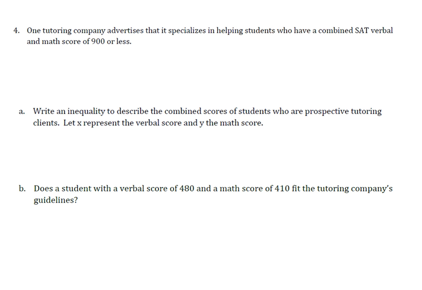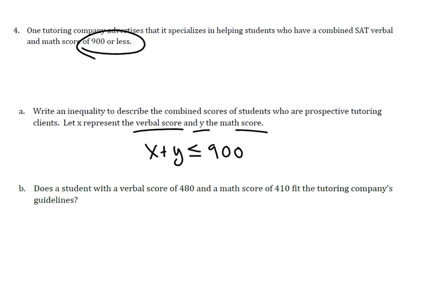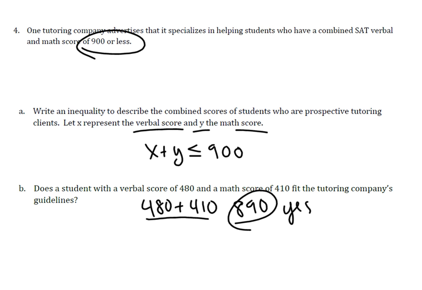One tutoring company advertises specializing in helping students who have a combined SAT verbal and math score of 900 or less. Write an inequality to describe the combined scores of students who are prospective tutoring clients. Let x be the verbal, y be the math. So basically, when you add the two together, you're supposed to get less than or equal to 900. That's who they help the most. So do you fit into that category if you've got a 480 verbal and a 410 math? Well, that's going to be 890. Yeah, that's less than 900.